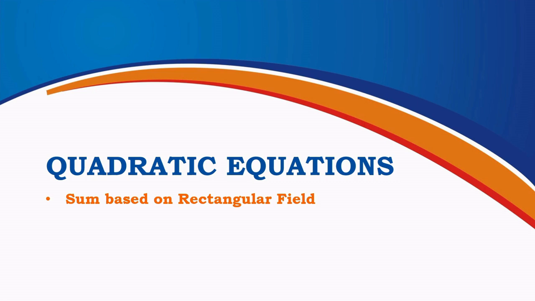To solve such problems, we need to remember the formula. Area of a rectangle equals length multiplied by breadth. By converting the given information into mathematical expressions, we can form a quadratic equation and solve it step by step. In this lesson, we will learn an easy method to understand the problem, form the equation, factorize it, and find the required dimensions of the rectangular field. So, let us begin with our first example.